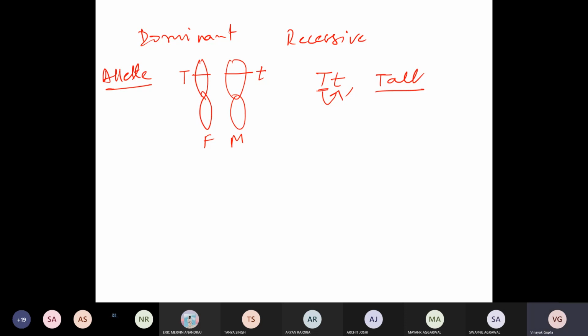Dominant means it is going to win the race. One particular allele is going to win the race. So if I say that a particular person is tall, what should be the genotype of that person? If a person is tall, what should be the genotype of that person?